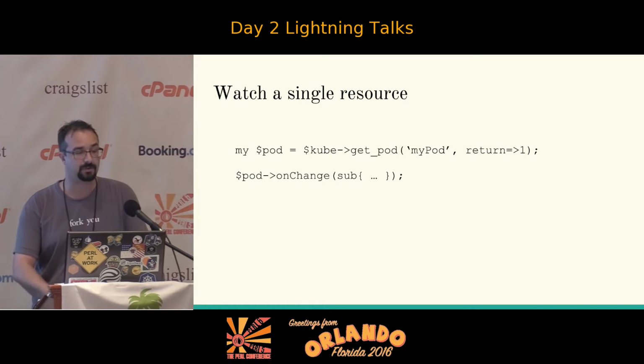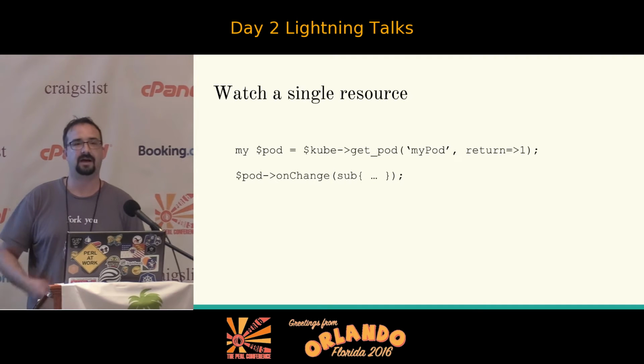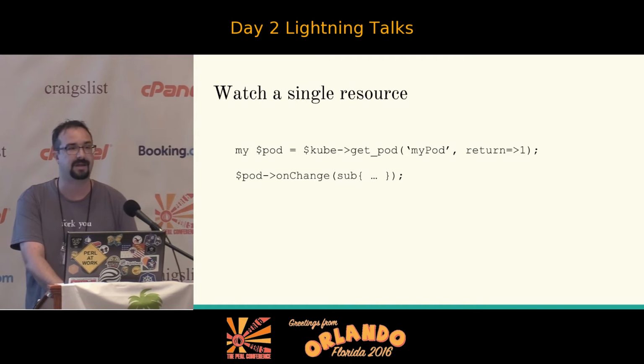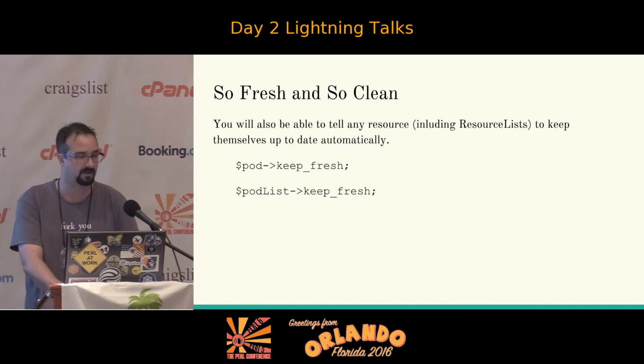The next thing I wanted to do was allow you to watch a single resource. The get calls, so getting a specific pod from the REST API, does not accept a watch flag. Using field selectors, there is a way to effectively simulate this. So I wanted to provide an interface to do that. So you'll be able to fetch a single resource and then provide an on-change sub to get notified anytime that resource changes on the server.